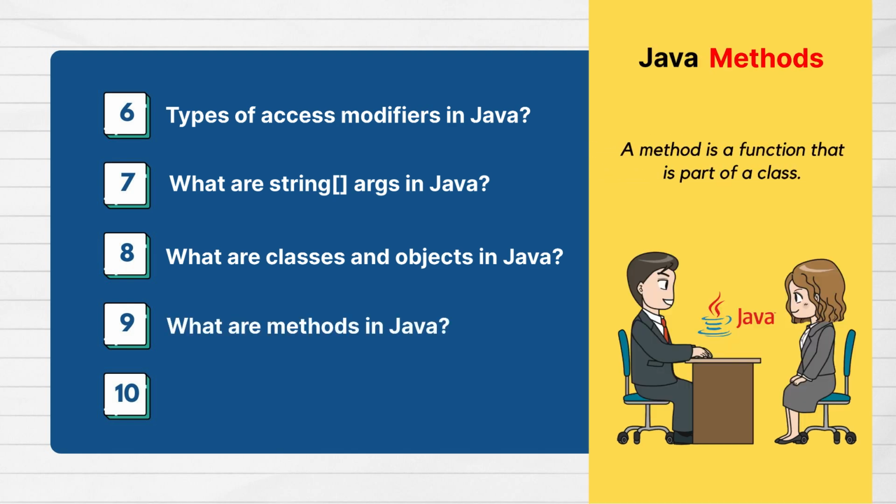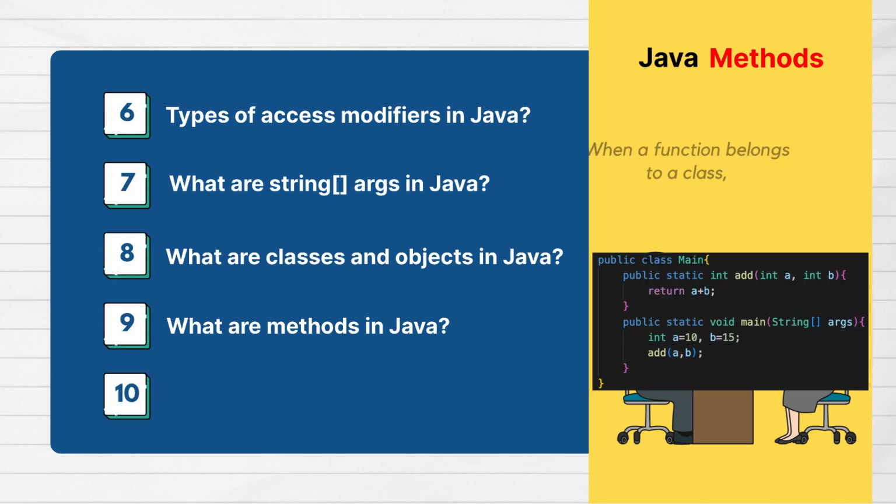What are methods in Java? A method is a function that is part of a class. When a function belongs to a class, we refer to it as a method of that class. You can pass data, known as parameters, into a method. Methods are used to perform certain actions.